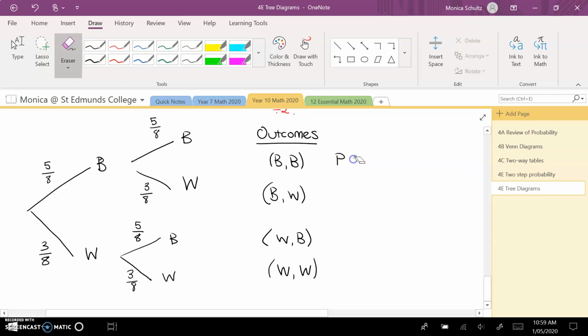Sorry, that was meant to be erased. Here we go. So the probability of getting a blue is 5 on 8, and then getting it a second time is still 5 on 8. 5 times 5 is 25, and then 8 times 8 is 64.